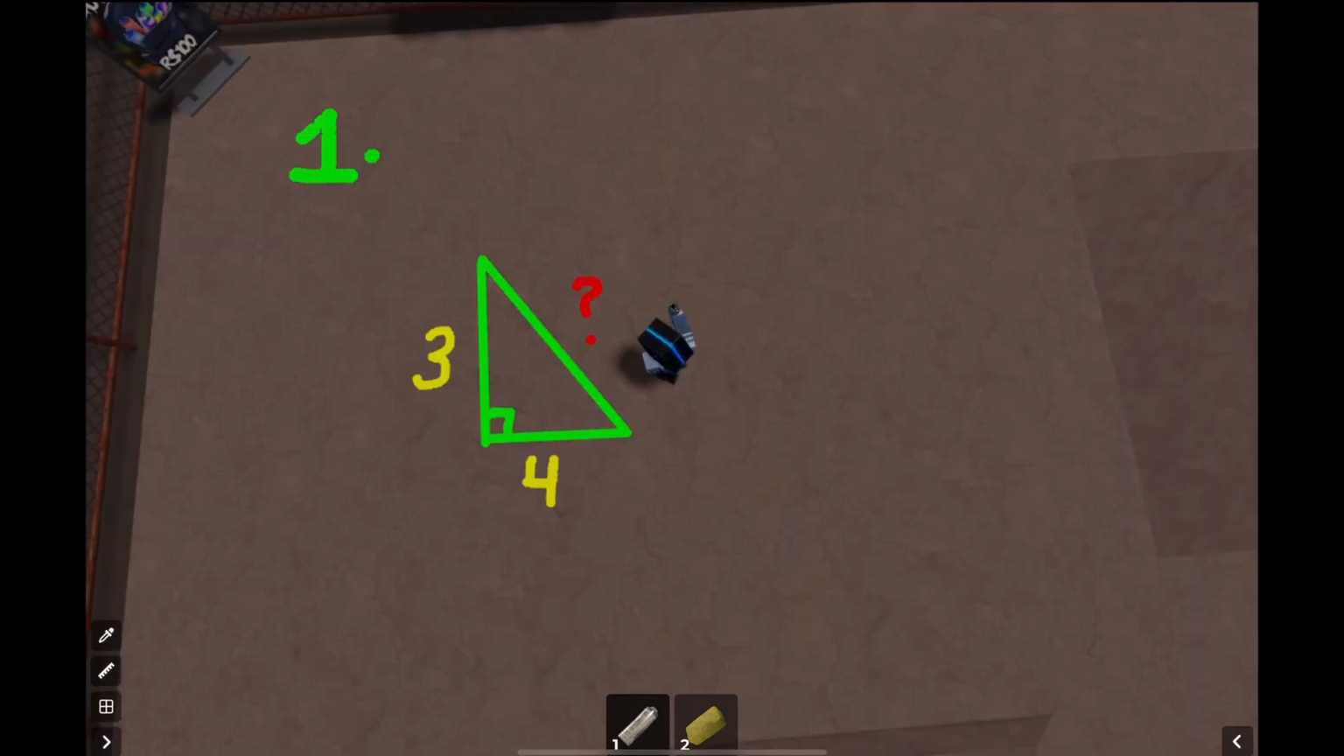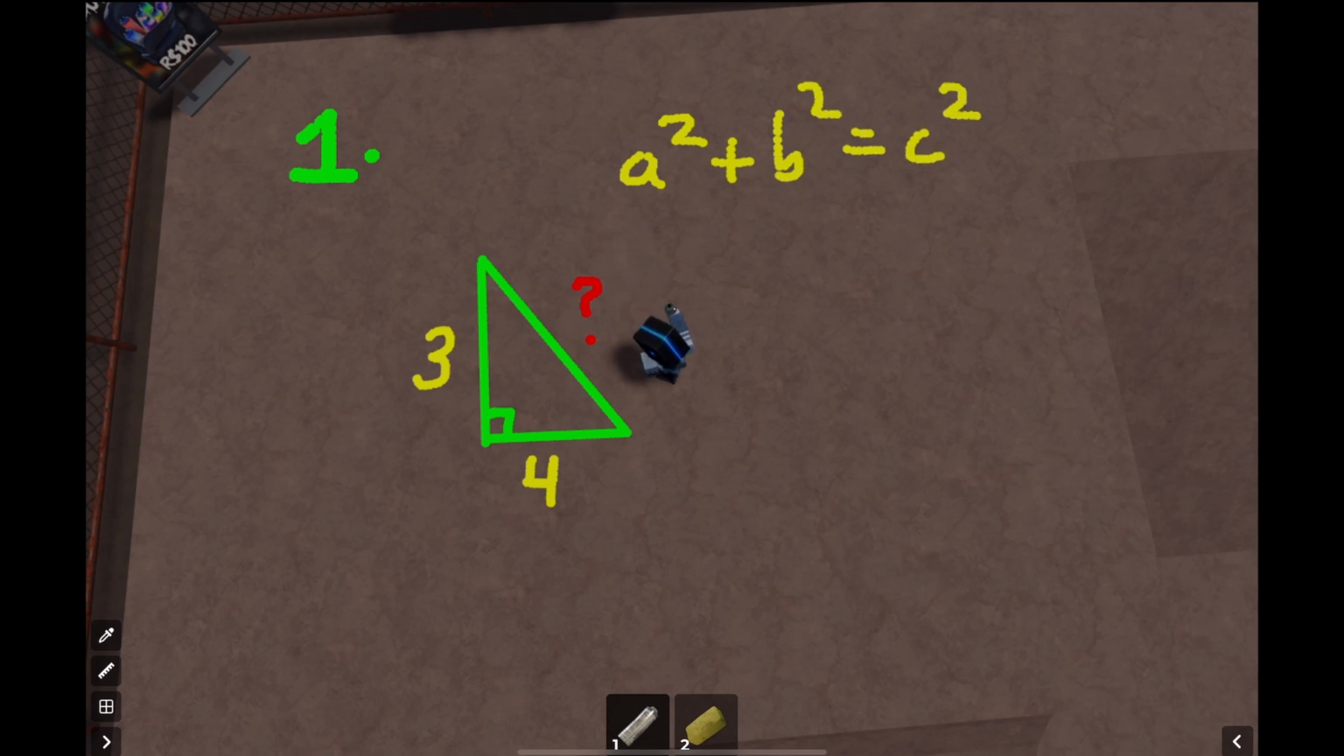In this first problem, I've given you that the legs of the triangle are 3 and 4, and we need to find the hypotenuse, which I've labeled with a red question mark. To do this, just recall the Pythagorean theorem, which says that A squared plus B squared is equal to C squared. And then the legs of the triangle go in for A and B. So I'll just plug 3 and 4 into this formula. It doesn't matter which one is A and which one is B because both of these are the legs.